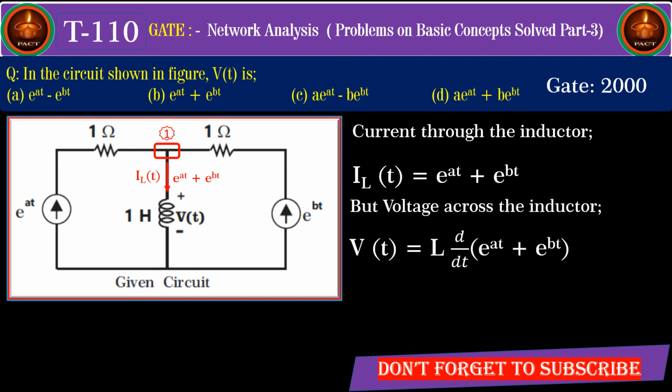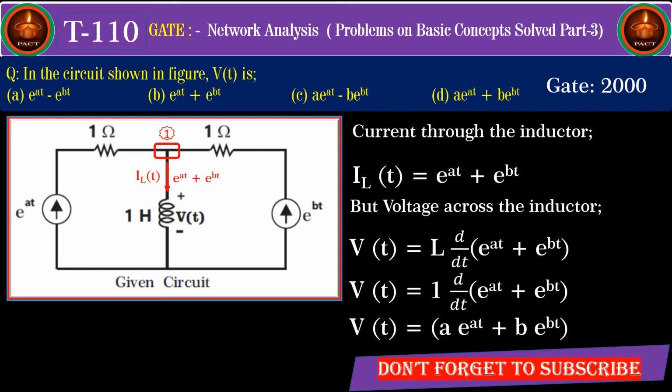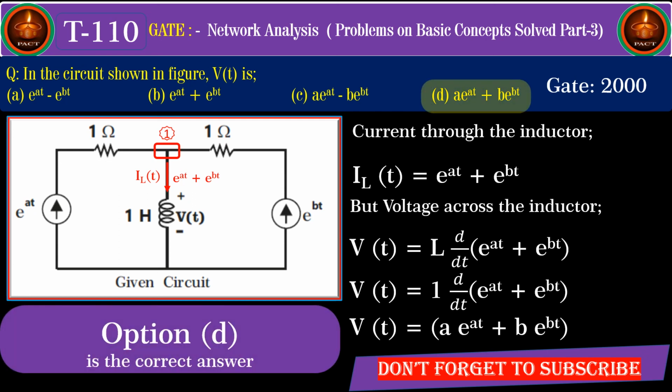Now we know phi of t is equal to L into dIL by dt, and in this case here phi of t is equal to L into d by dt of e to the power of at plus e to the power of bt. By substituting the value of L is equal to 1 Henry and differentiating it, we get phi of t is equal to a into e to the power of at plus b into e to the power of bt, and hence option D is the correct answer. Very simple, isn't it?